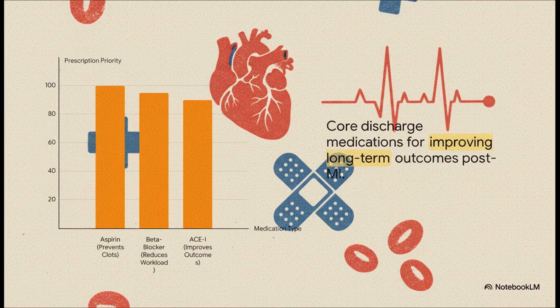So, the emergency is over, but our job is far from done. Long-term survival after a heart attack is hugely dependent on patients taking their meds. As you can see here, they'll almost always go home on a few key players: an antiplatelet like aspirin to keep clots from forming, that beta blocker to keep the heart's workload down, and an ACE inhibitor, which helps prevent the heart from changing shape and failing down the road.